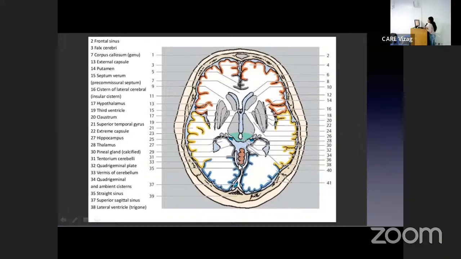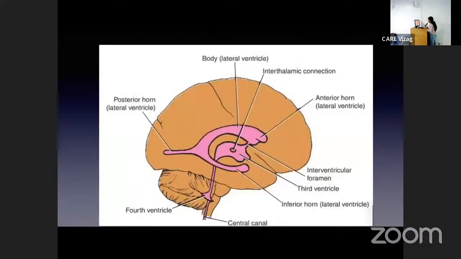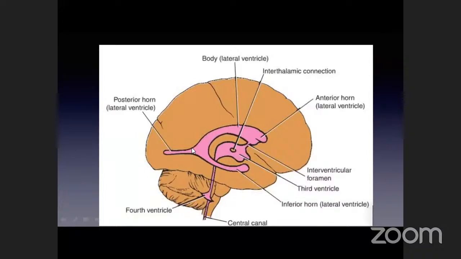Here what you find is the interhemispheric fissure. And this is our cerebellar vermis. So this is a basic outline of the ventricles. So we have an anterior horn of the lateral ventricle. It's the inferior horn, and this inferior horn goes into the temporal lobe, and this is the posterior horn, which is seen.